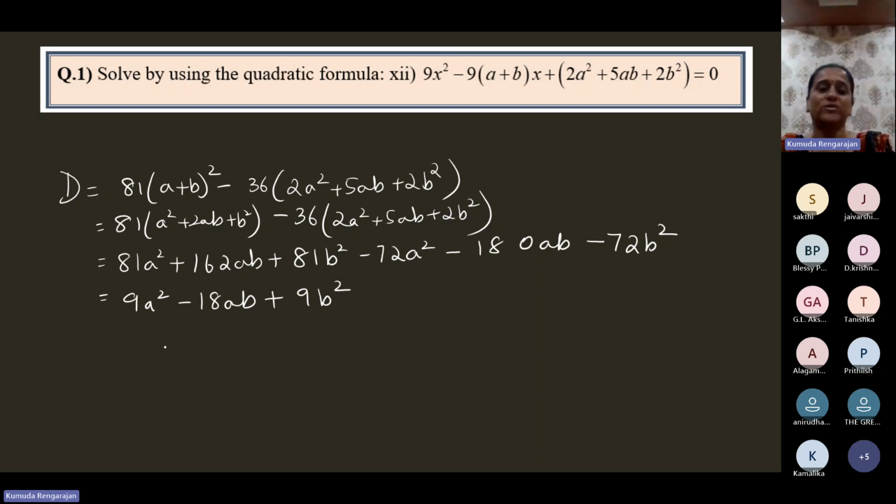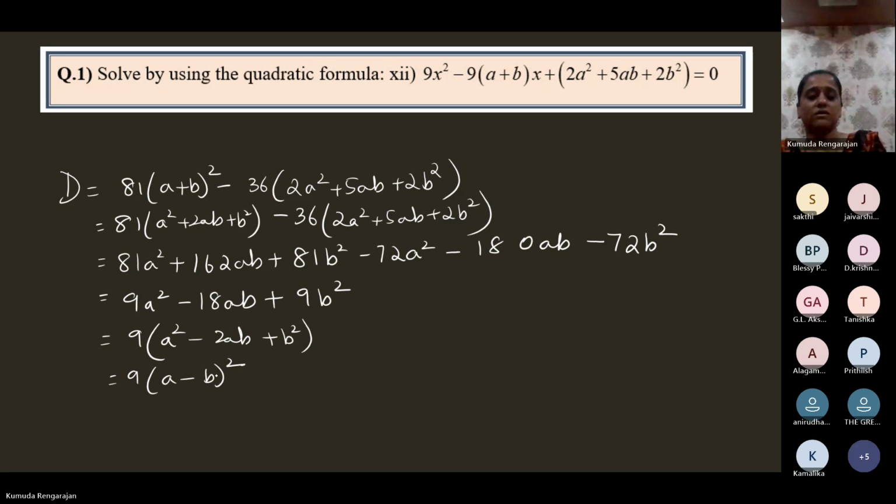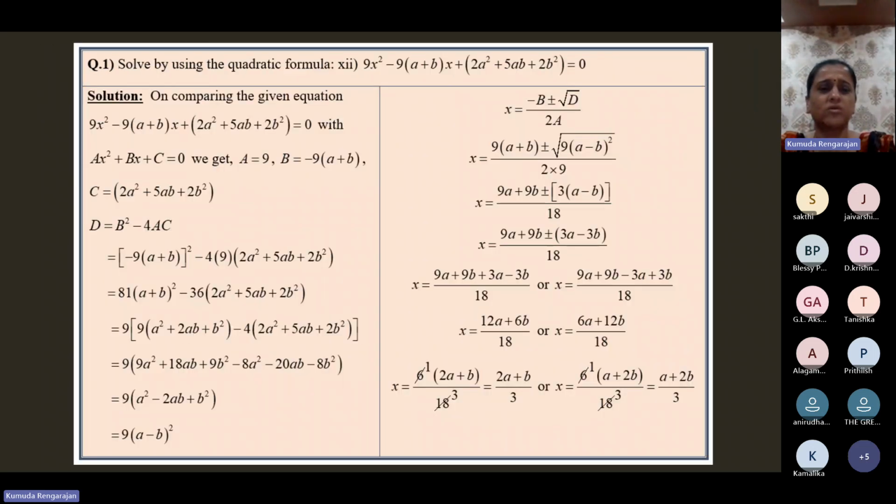Now you have to take out common. So that's equal to 9 of (a² minus 2ab plus b²). 9 is common, so you get a² minus 2ab plus b² in the bracket. And we know a² minus 2ab plus b² is (a minus b) the whole squared. So d is equal to 9 into (a minus b) the whole squared. So you can also do it like this. Don't worry about taking common here.